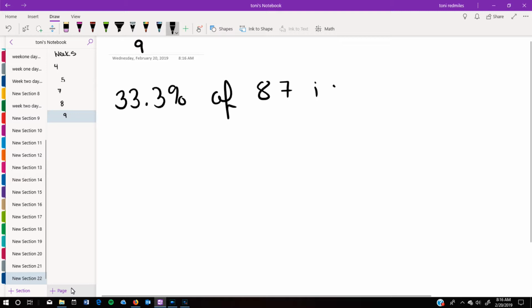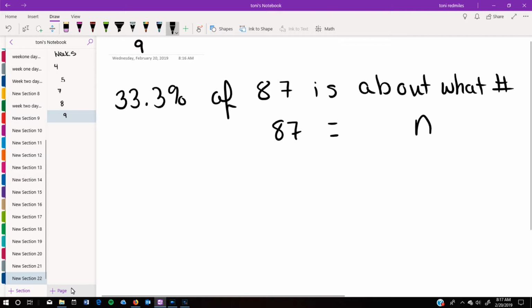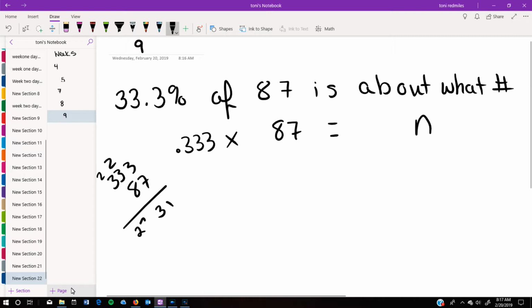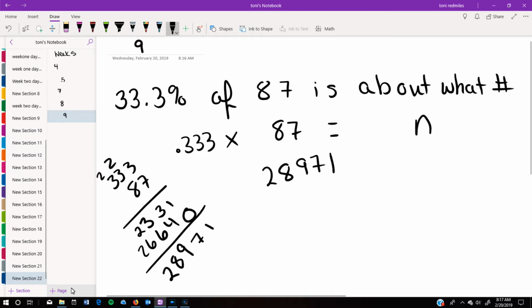Same format again, okay? About what number n is equals 87. I'm going to do a decimal this time, times 0.333. I'm going to multiply these, 21, 21, 23, 21, 23, over 1, 24, 24 plus 2 is 26, 1, 7, 9, 8, 2. And I need 3 decimal places because there's 3 here. And that's what equals n. Very good.